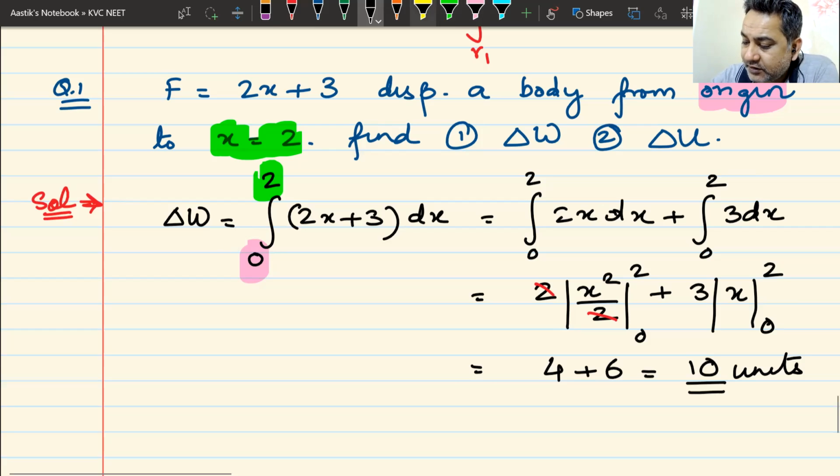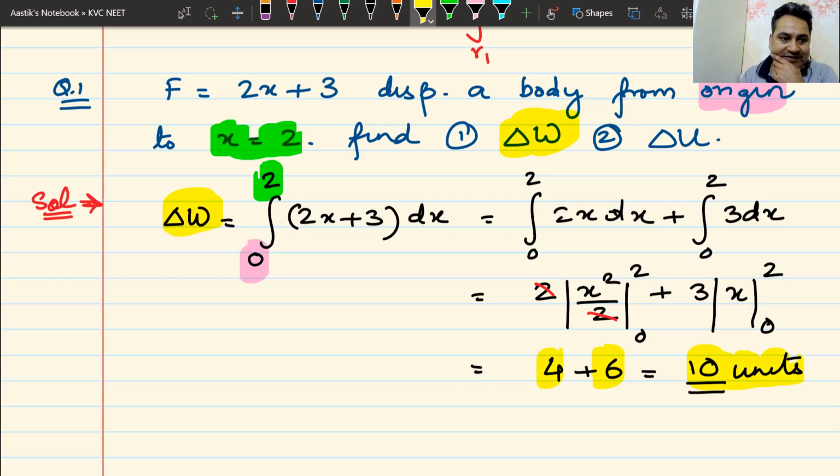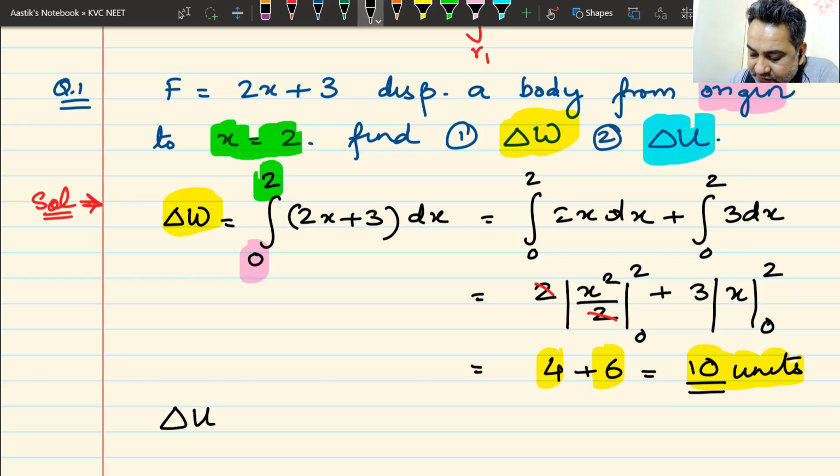We have already done the yellow part. Yellow part is the work done. And we have got the answer to the yellow part. That is simply 10 units. Now we move on to the blue one. The blue question is simple. What is the change in internal energy? And everyone knows now how to calculate the change in internal energy. Change in internal energy is nothing but negative of the work done. So the answer is pretty straightforward. It would be minus 10 units.